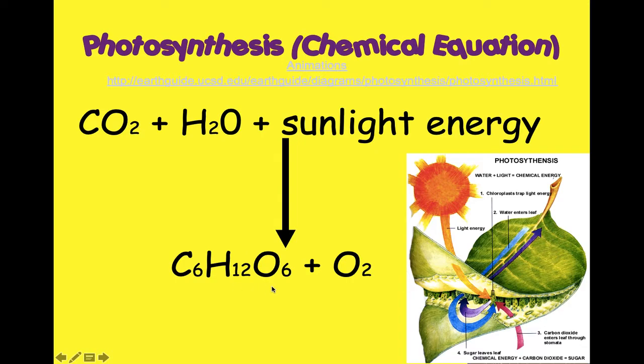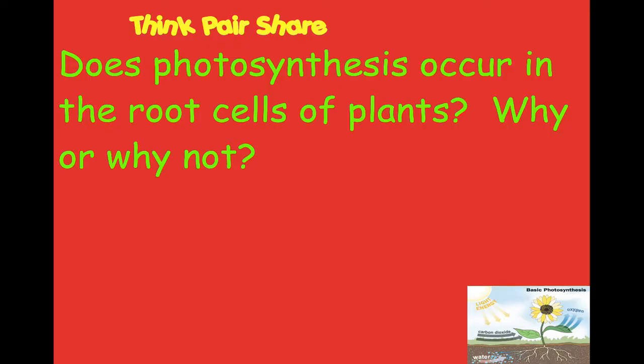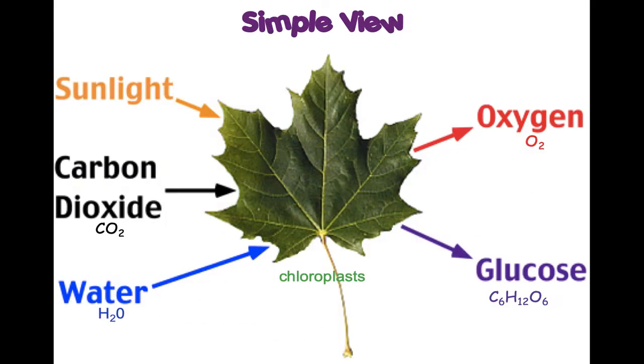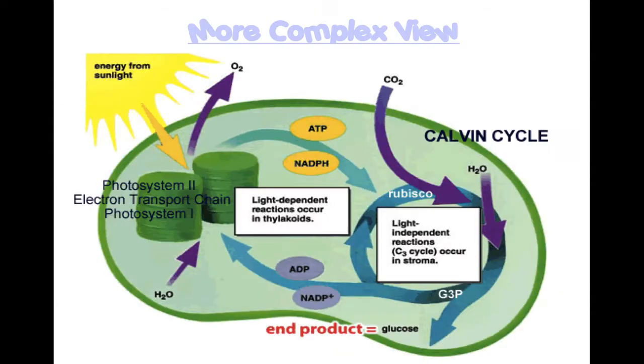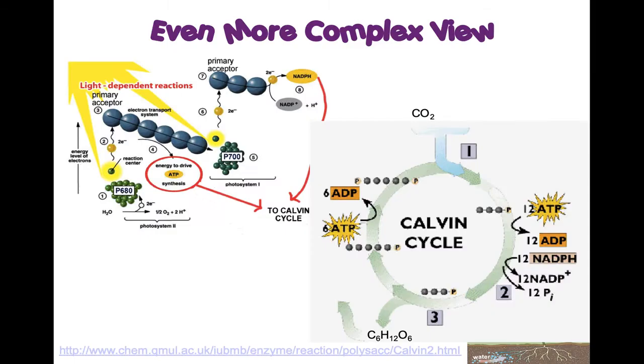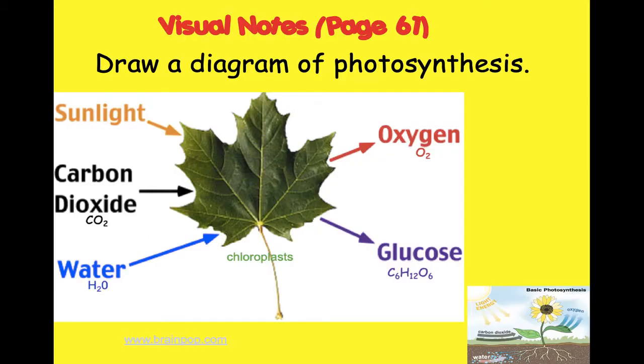It might keep it in its vacuoles, maybe in its roots or its tubers, so it can store it for later, like potatoes and stuff like that. It can store the glucose maybe in fruits and stuff like that. And so here is the simple view: sunlight, carbon dioxide, water going in, oxygen, glucose coming out. And we have the more complex view, and then even more complex view. But like I said, for the purposes of middle school, you can just focus on the simple view. So make sure you draw this on page 61.